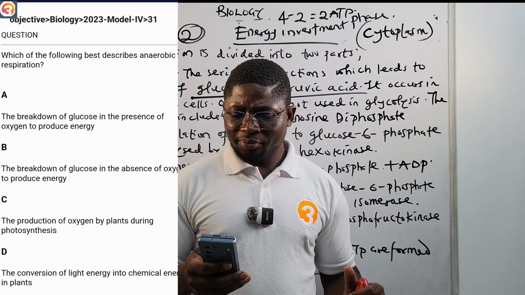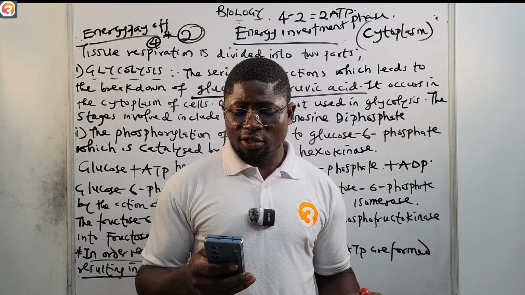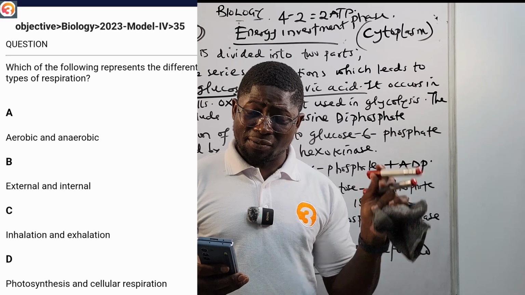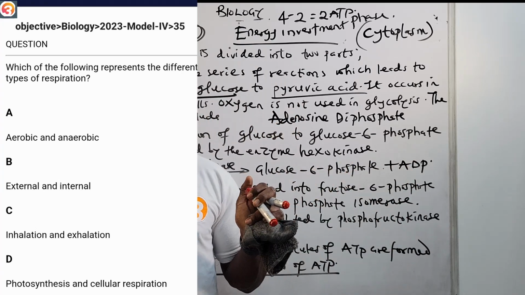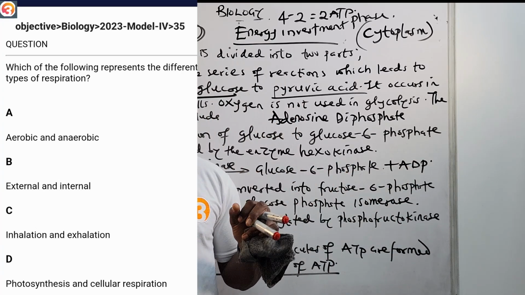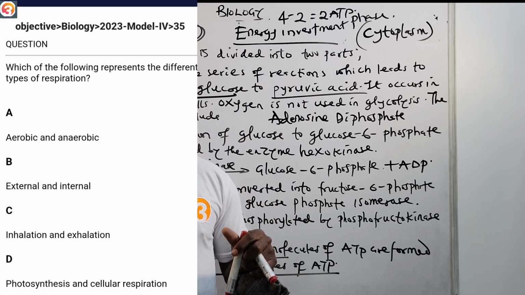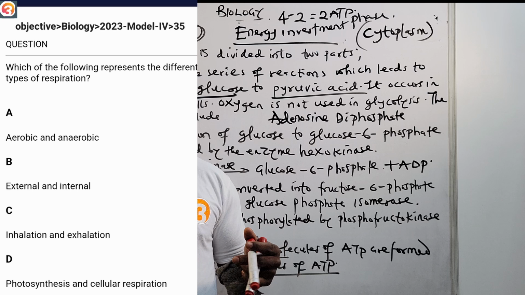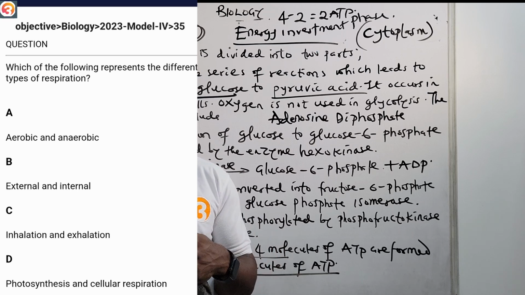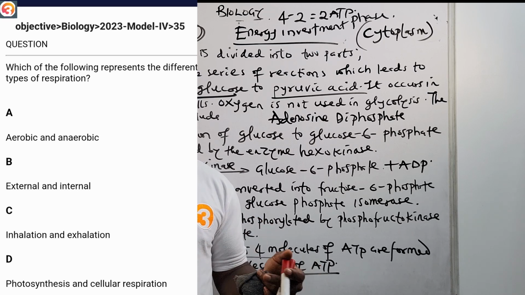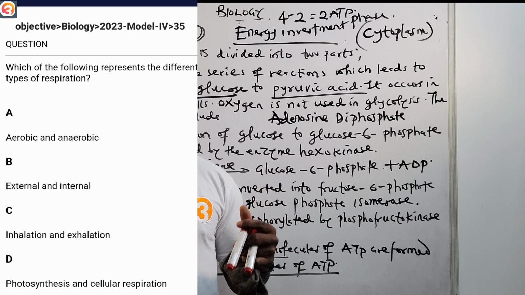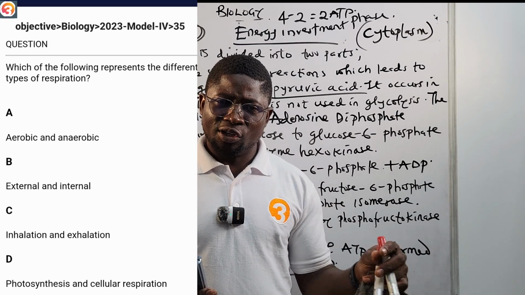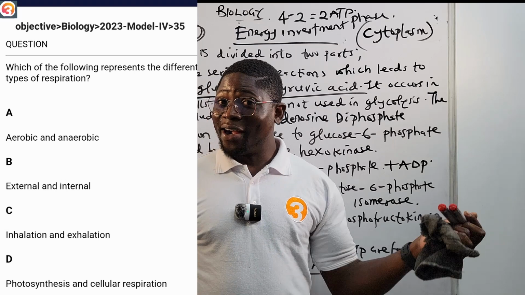Now Biology 2023, number 35 says, which of the following represent the different types of respiration? We have two types of respiration, and I told you. A says aerobic and anaerobic, B says external and internal respiration, C says inhalation and exhalation. These are processes involved in breathing. D is photosynthesis and cellular respiration. If your answer is option D, put it in the comment section. But I'm sure that our class has covered it.